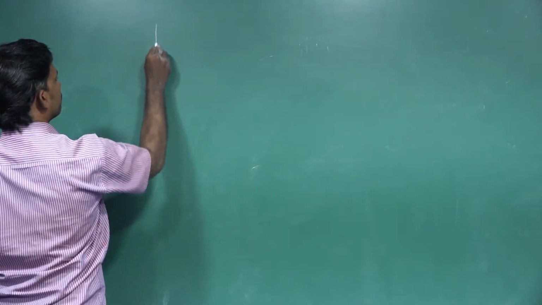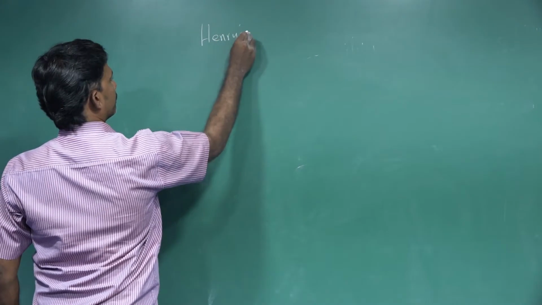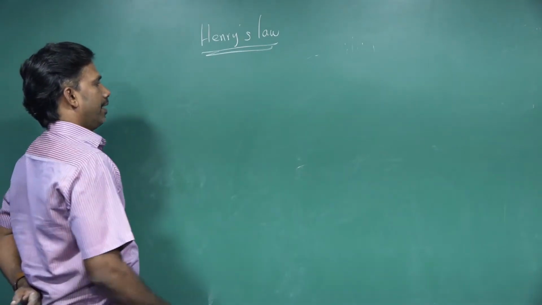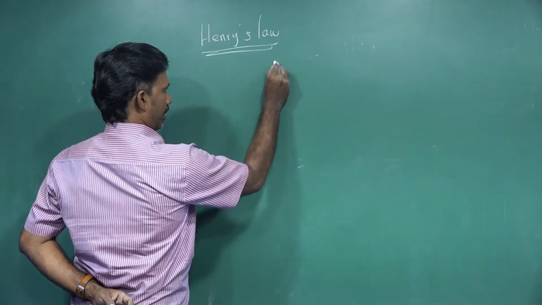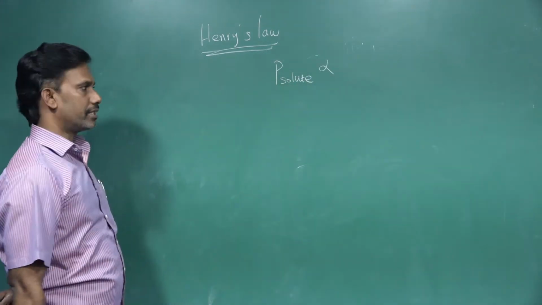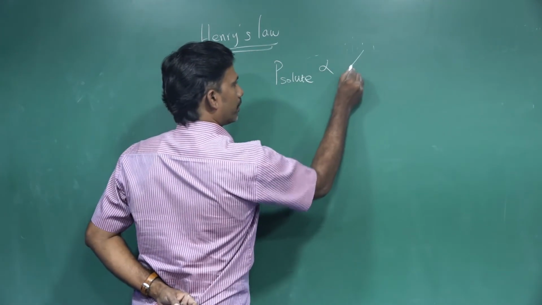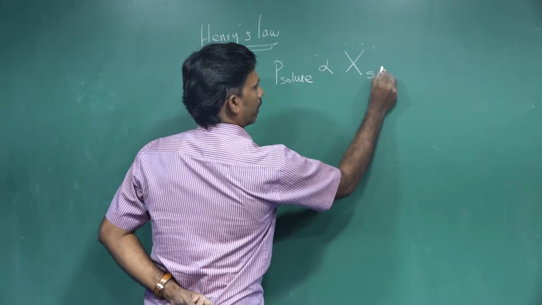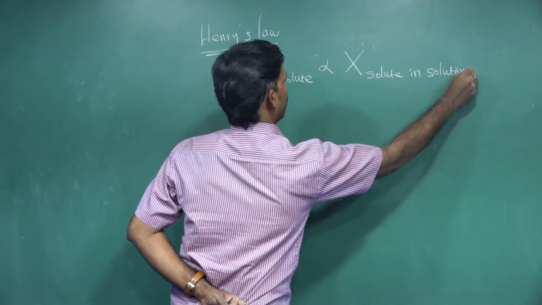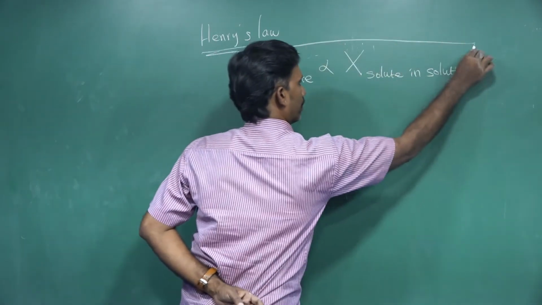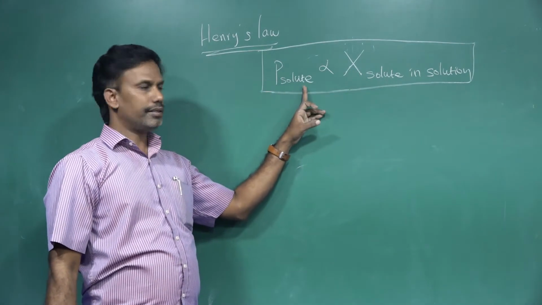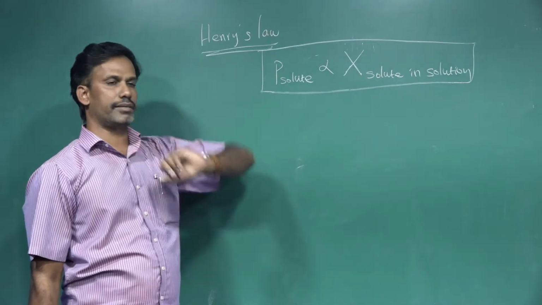Henry's law says that the partial pressure of the solute is directly proportional to the mole fraction of the solute in a solution. This is Henry's law. What is Henry's law? Henry's law is nothing but that the partial pressure of the solute is directly proportional to the mole fraction of the solute.